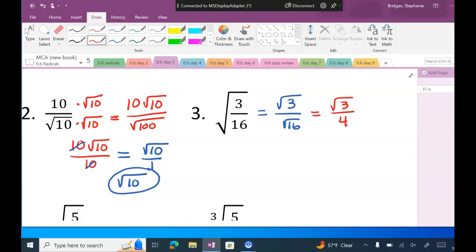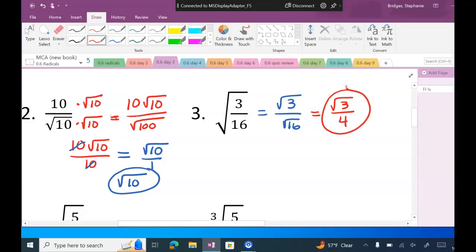And then again, I'm going to try to simplify. Does the 1 in the front of the square root of 3 and the 4, do they divide by anything? No. Does 3 have a perfect square that divides into it? So that's just going to stay the square root of 3 over 4.